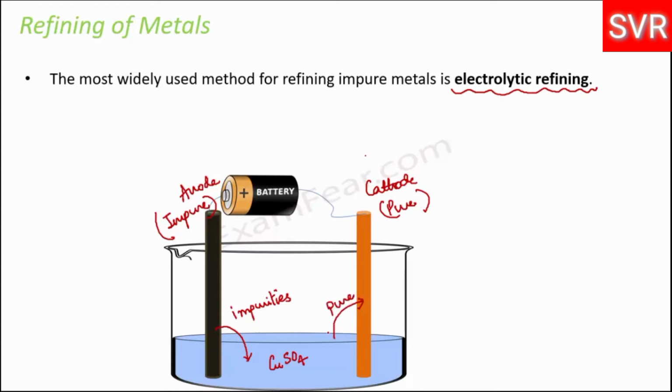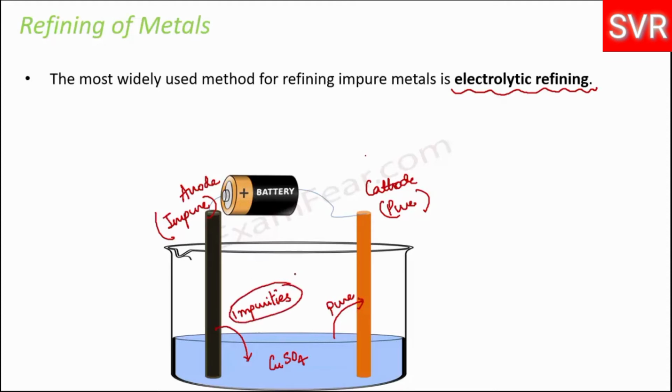So it's simple. As electrolysis takes place, the entire impure copper gets into the electrolyte. Out of that, the impurities stay there in the electrolyte, whereas the pure copper gets collected in the cathode. Now, when we talk about the impurities, there could be two categories of impurities.